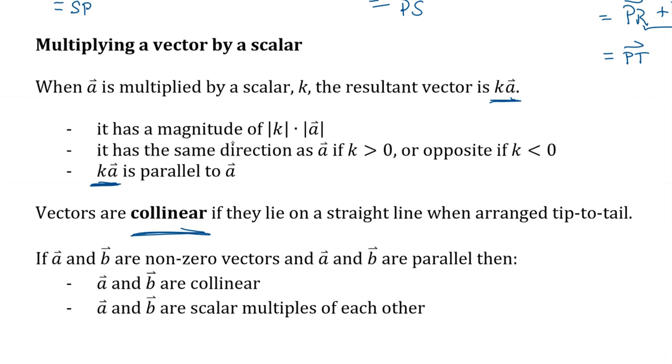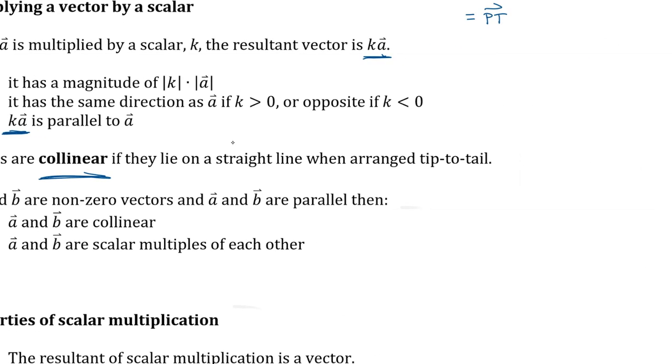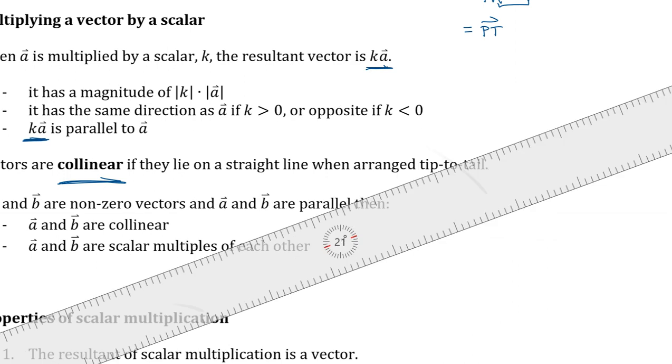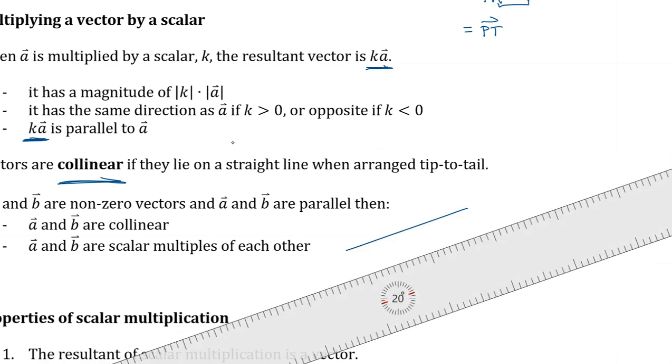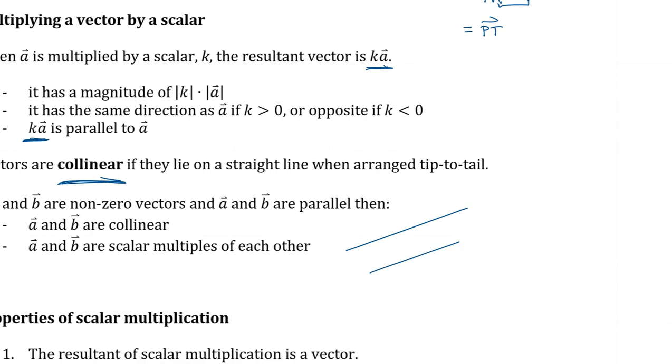If vector A and vector B are non-zero vectors and they are parallel, then they are also collinear and they are scalar multiples of each other. Okay, so if I have two vectors, I'm going to draw a couple of vectors here. The first one I'm going to draw to be that far, and the next one to be that far. So I drew that about 3/4 the length of the first one.